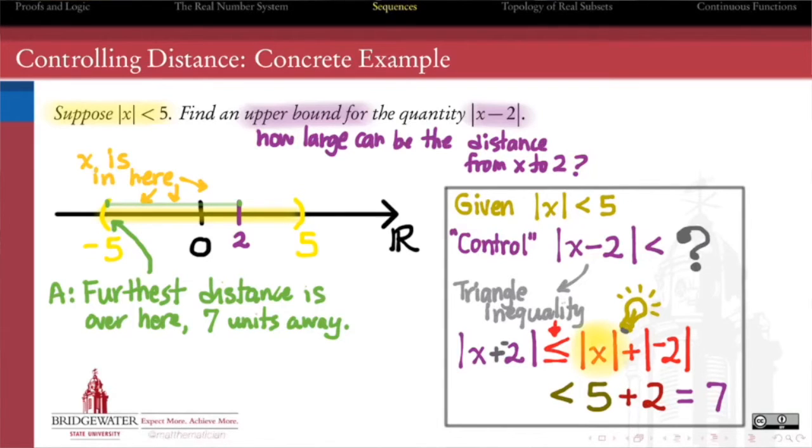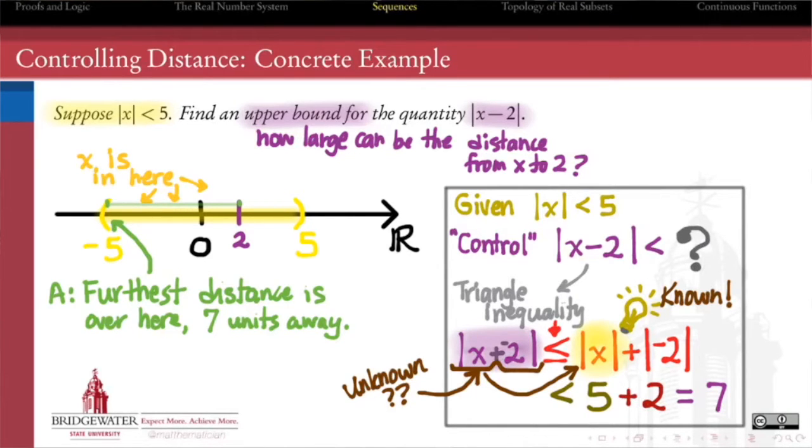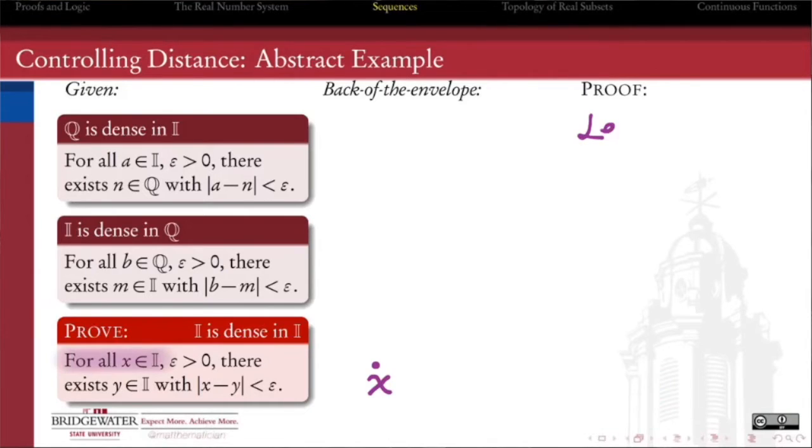The key idea here is that the triangle inequality has broken apart a distance that we didn't know anything about into a pair of distances that we did know something about. And that's where our control comes from. Here's what it looks like in a more abstract context that's typical to proofs in real analysis. Let's suppose that we know that the rationals and the irrationals are dense in one another. Why, therefore, are the irrationals dense in themselves?